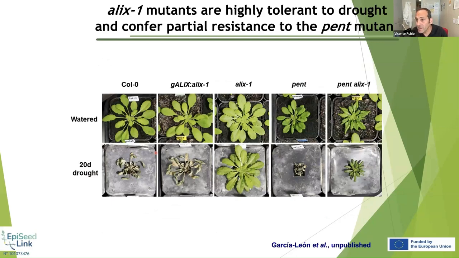According to this model, what we have found, and we believe that this could be a very interesting biotechnological tool, is that ALIX mutants are really tolerant to drought. Because of this constitutive closure of the stomata due to hypersensitivity to ABA, upon drought, for example for 20 days, you can see our plants really survive nicely compared to the controls. This could be a very interesting way to modulate closure of stomata by controlling the function of ALIX in the stomata to keep them closed under drought stress conditions.